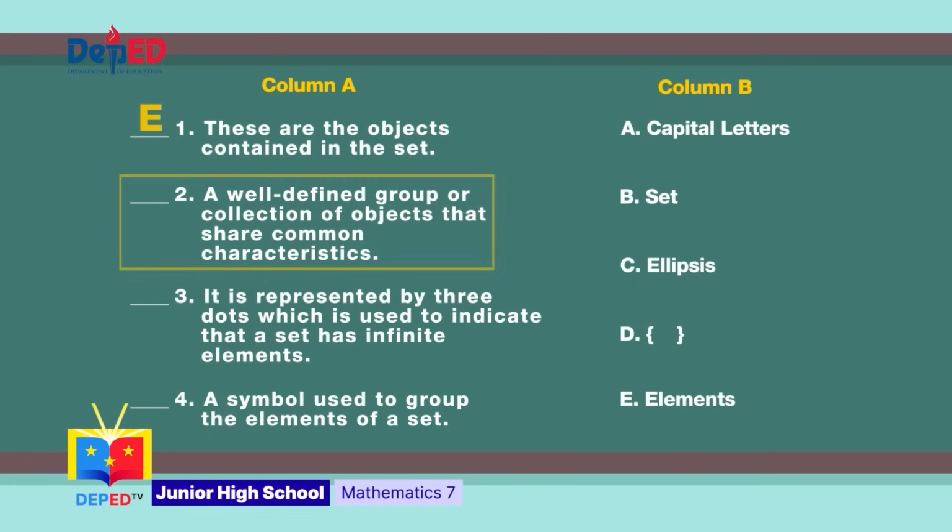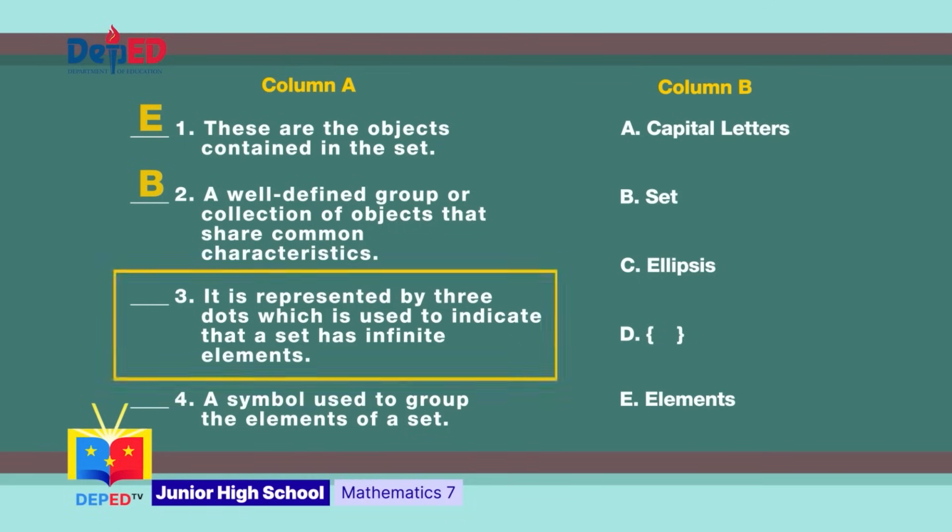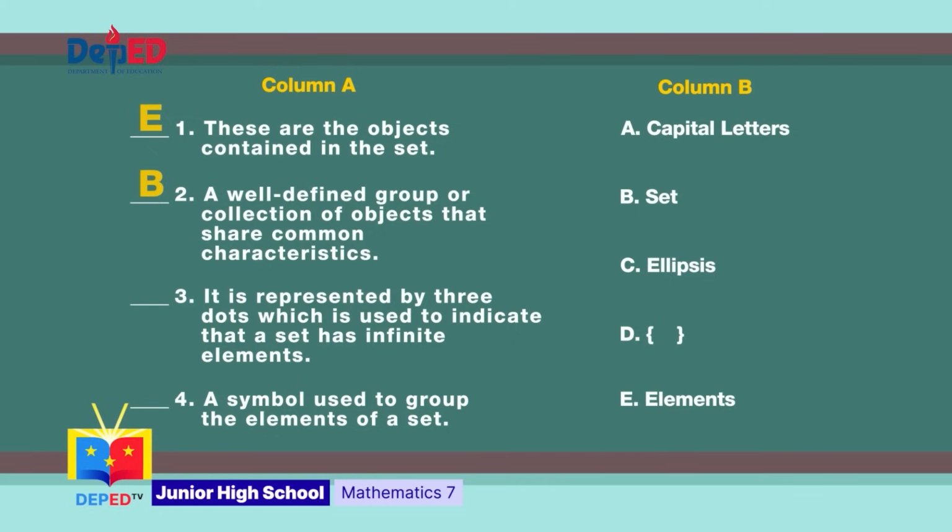Number 2. A well-defined group or collection of objects that share common characteristics. That is letter B. Set is a well-defined group or collection of objects that share common characteristics. Number 3. It is represented by 3 dots, which is used to indicate that a set has many or infinite elements. The correct answer is letter C. Ellipsis. Ellipsis is represented by 3 dots, which is used to indicate that a set has many or infinite elements.